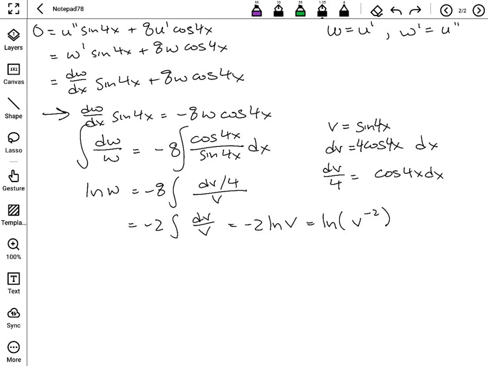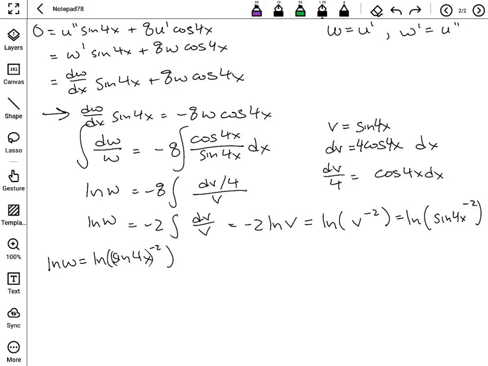And the reason I want to do that is so that I can cancel out the natural logs on both sides eventually. I have to remember to replace my v, so that was sine 4x to minus 2. Oh, and I'm sorry, I dropped my minus 2 out front. No, I didn't. I brought it inside. Okay, cool. So then all that's equal to natural log w. So I've got natural log w is equal to natural log of sine 4x to minus 2, where the sine 4x is the whole thing raised, not just the x.